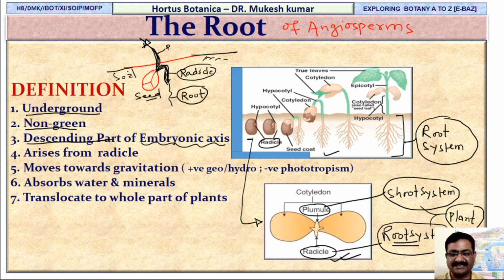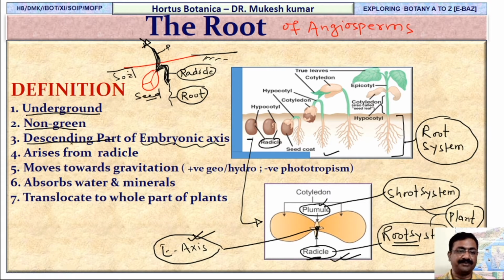What is the embryonic axis? See, this very part, the central part, is called embryonic axis. Okay, so this embryonic axis, at the upper end it bears plumule, while downward it bears radicle. So this radicle is the descending part of this very embryonic axis. Now, this radicle bears what? Root. So root arises from radicle.